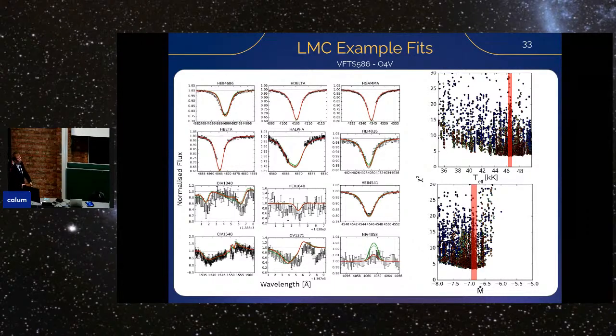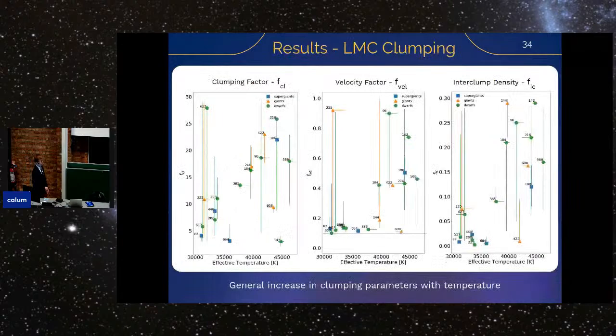There are some issues, because the LMC is much further away than a galactic star, so some of the data quality becomes a bit lower. The peaks aren't as well defined, but there are still statistically significant solutions coming out. So we can then find out what's going on with all these clumping factors. There's a lot of information here. The main takeaway is that we're looking at 20 different massive stars in the LMC, whether they be supergiants or slightly smaller stars.